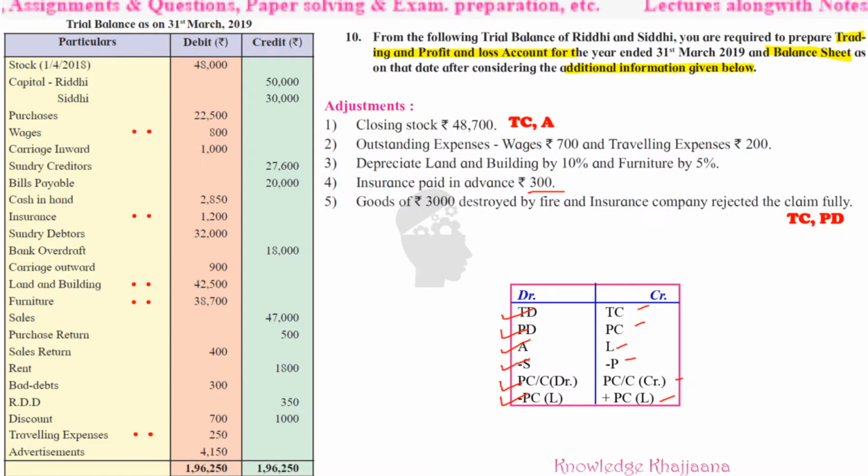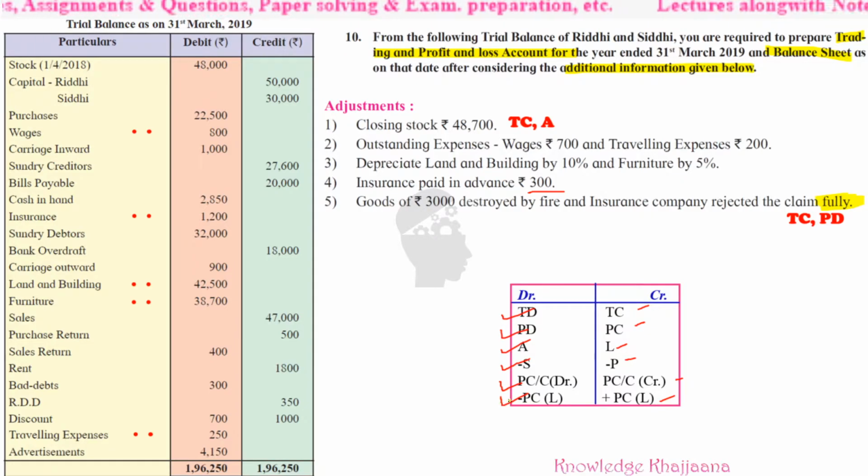Now see what has been given here. The insurance company has rejected the claim fully. They haven't accepted any part of the claim. It means it is an entire loss. Whatever they have lost in the fire, it is their entire loss. And what should be done with the entire loss?